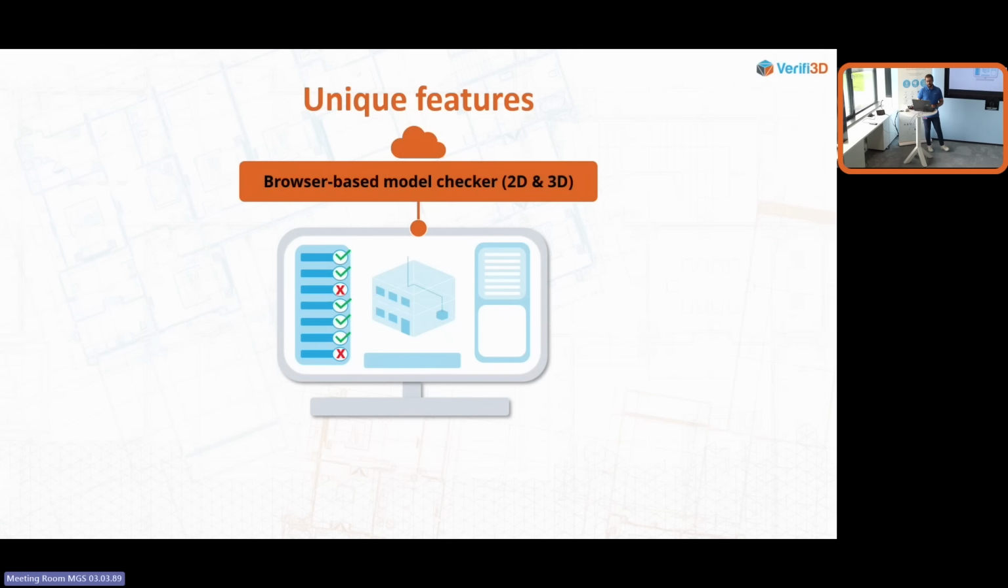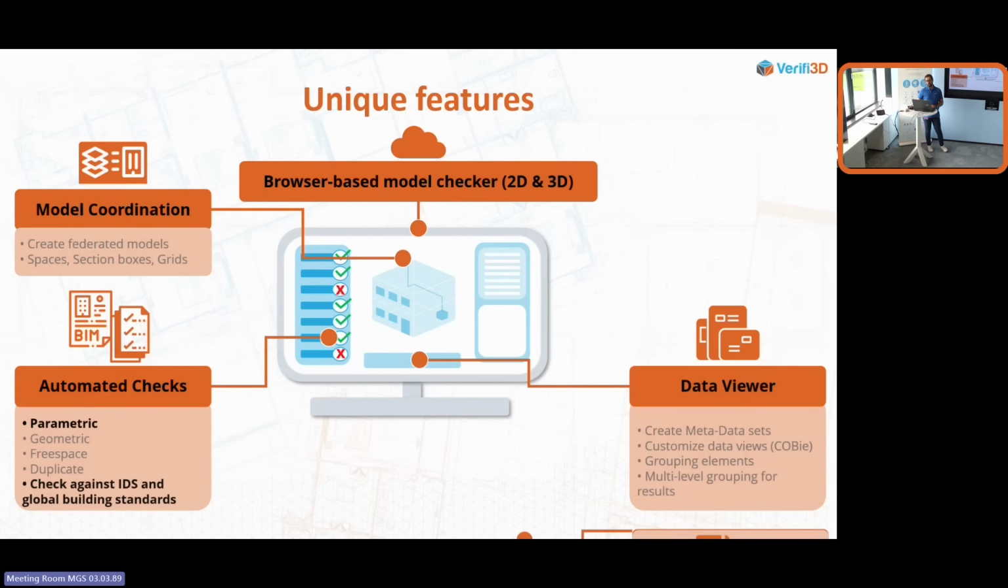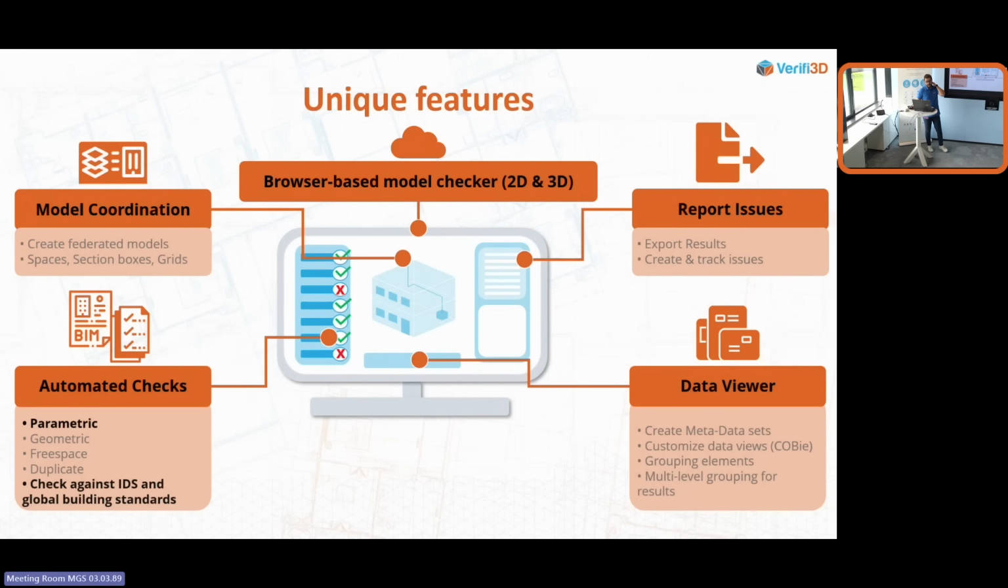Now, the features of Verified, I'm not going to go through each one of them in detail, but the ones I'm going to focus on for this webinar are, first, the type of checks that we offer. When you import an IDS file to Verified, Verified will immediately translate it into a property check. It will then create filters to classify all the elements accordingly. And this is what helps us in creating the IDS checks, of course.